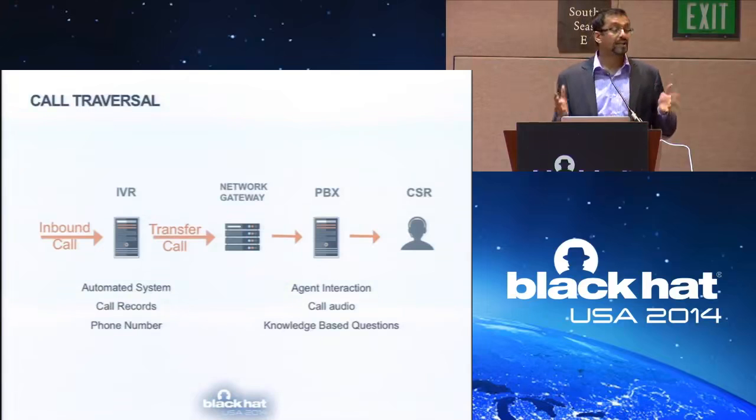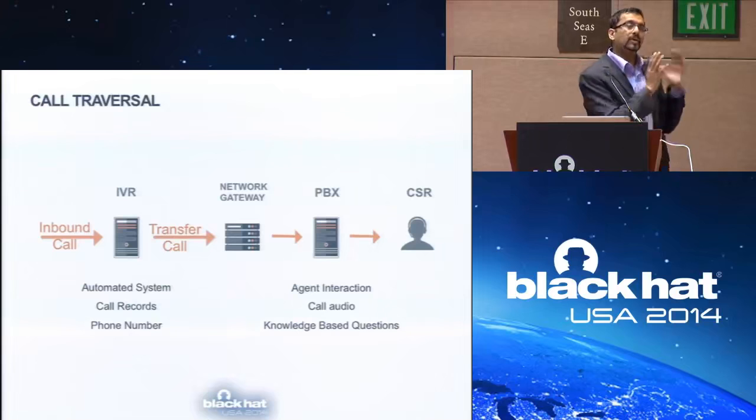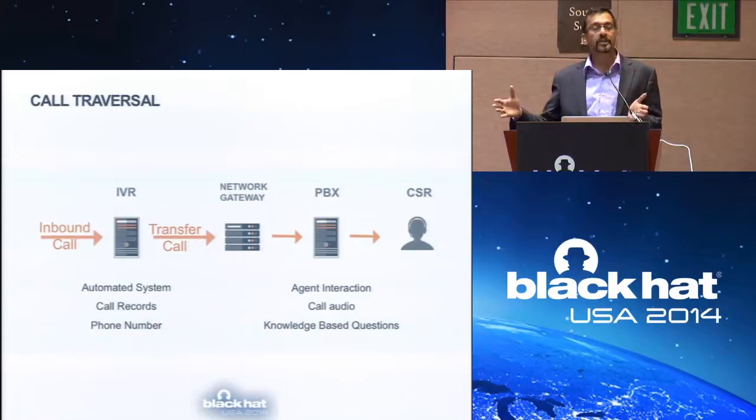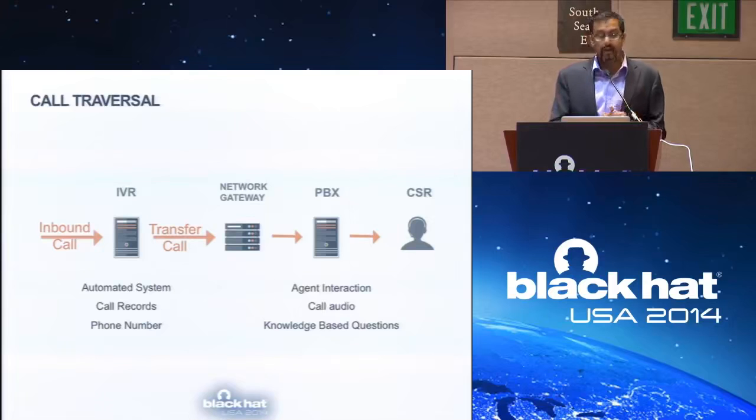And this is where you actually have the content of the call. So when you look at the two parts of the call, you have the initial portion which comes into the IVR, which just contains the phone number and call records associated with that phone number. And then when you're speaking to the agent, you actually have the audio content. And this is where they ask all the knowledge-based authentication questions, right?